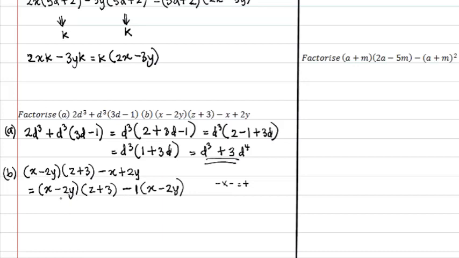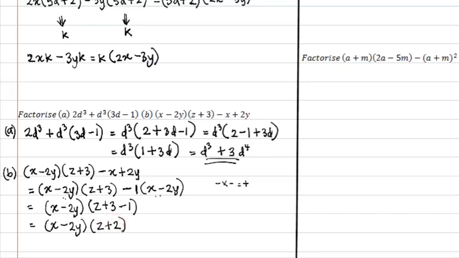Okay, so now these two are common here, so we are going to take one of them out, minus 2y. If you remove x minus 2y from here, we'll be left with only z plus 3. And if we remove this one here, which is for this, we'll be left with minus 1. So therefore it's going to be x minus 2y bracket z plus 2.